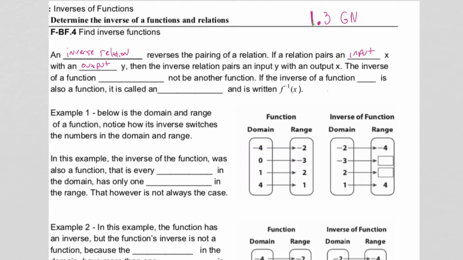The inverse of a function may or may not be another function. If the inverse of a function f of x is also a function, it is called an inverse function, and is written f to the negative 1 power of x. But you read that as the inverse of f.